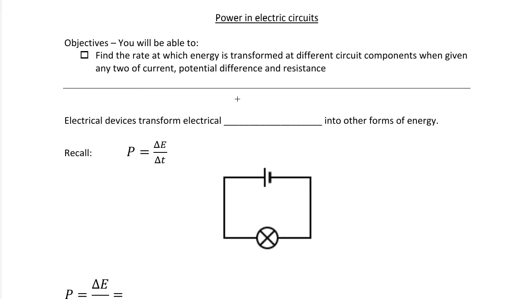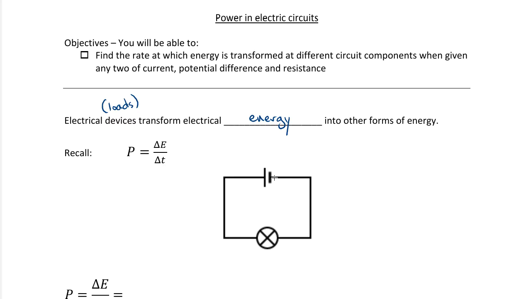This lesson's about power in electric circuits. First, remember that electrical devices, which we could also call loads, transform electrical energy into other forms of energy. And also remember that power is defined as the rate at which energy is transformed or transferred. Power is equal to delta E over delta T.